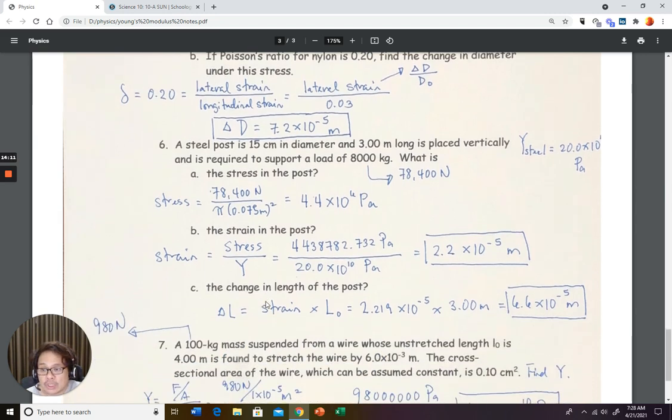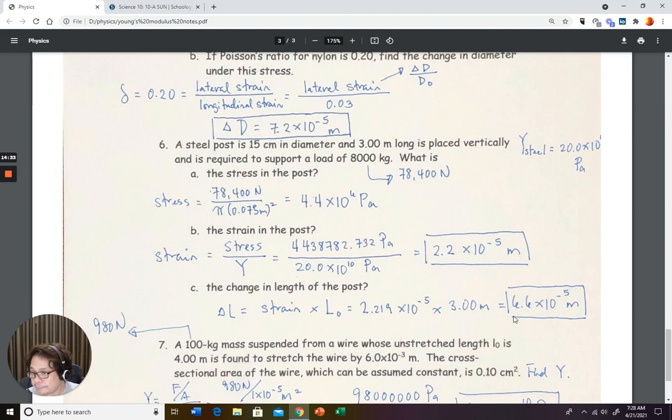Letter C, what is the change in length? Since we have already computed for strain, delta L is equal to strain times the original length. You get 2.21 times 10 raised to negative 5. We multiply this by the original length. So the stretch is only 6.6 times 10 raised to negative 5 meters. Yan lang yung stretch ng object.